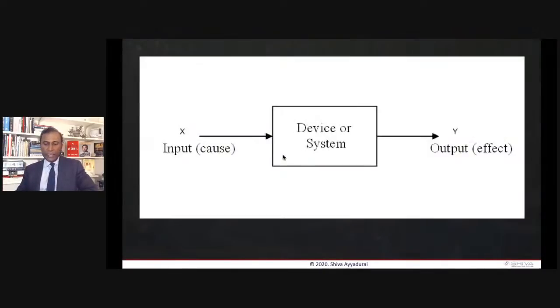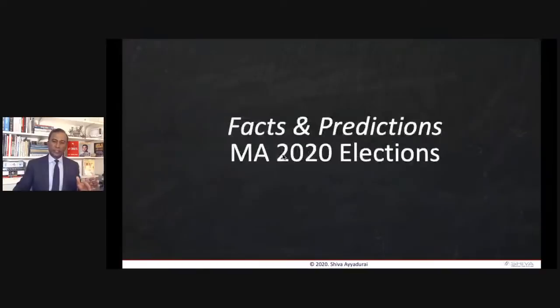Remember, the stuff coming out are numbers you're seeing on CNN or Fox News. It's coming out of a system. So now that's where I ended yesterday. Now we're going to go deeper.